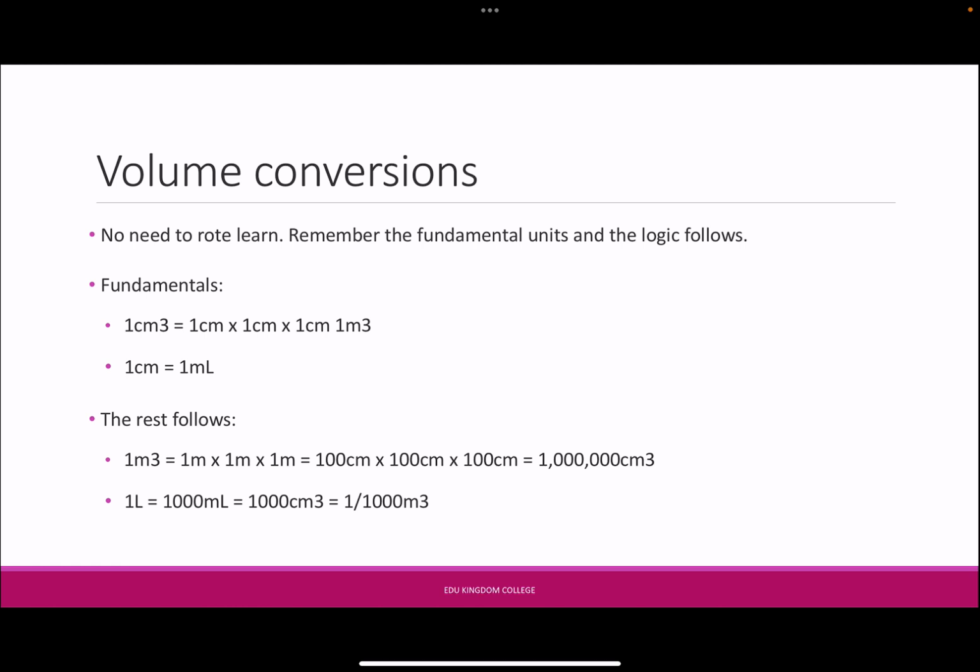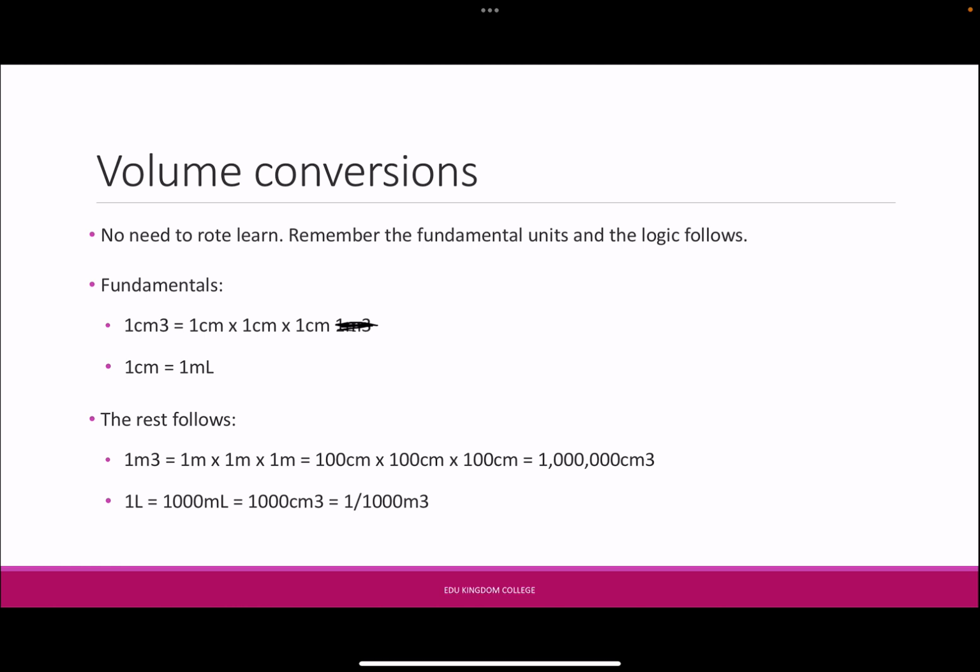It's sometimes quite a struggle to try and remember different volume conversions, and that's the problem with a lot of things related to rote learning or just memorizing things for the sake of memorizing. There's no point in trying to rote learn things because in the end we're going to forget them if we don't understand it. So it's important that we understand what the fundamental logic is, and then everything else kind of follows along from there. So let's get into the fundamentals.